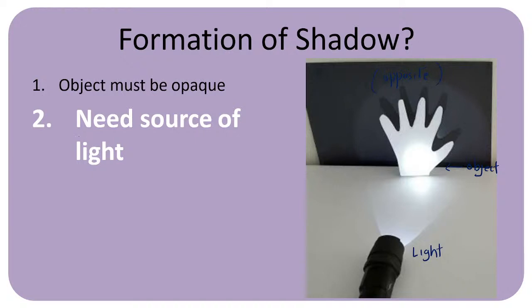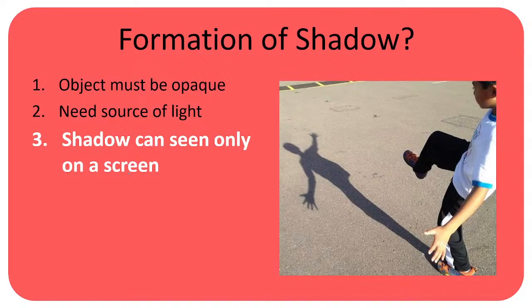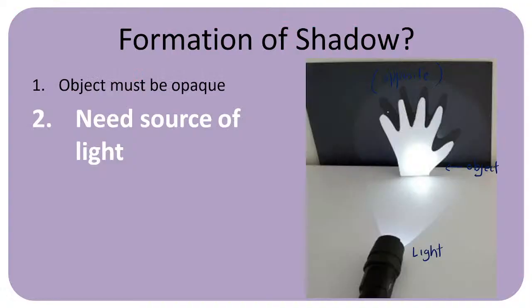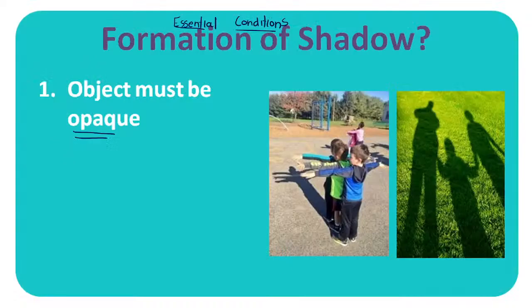So first of all, there must be an opaque object, there should be a source of light, and what is the third important condition? There must be something on which the shadow is forming, right? In this case, you can see the shadow of this boy on the ground. In the previous example, you have seen a black object kept on the wall, and on this the shadow is formed. In these examples, these children are playing, and their shadow is forming on the ground.